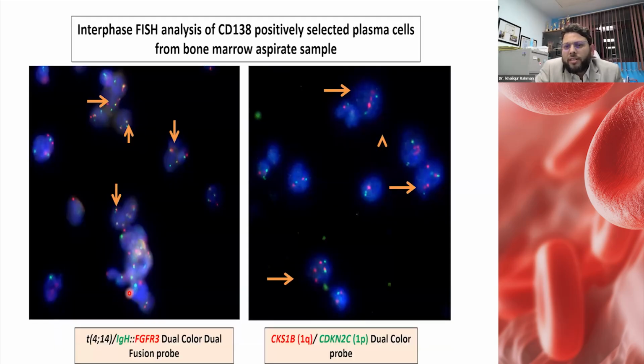A case, courtesy Dr. Manish, who takes care of our FISH and cytogenetic lab, is like this: translocation 4;14. You can see the dual fusion signals in the form of yellow, and then you have amplification of 1q. So you have one probe against 1p and 1q. You see multiple red signals while only 2 green signals. So there is amplification of 1q.